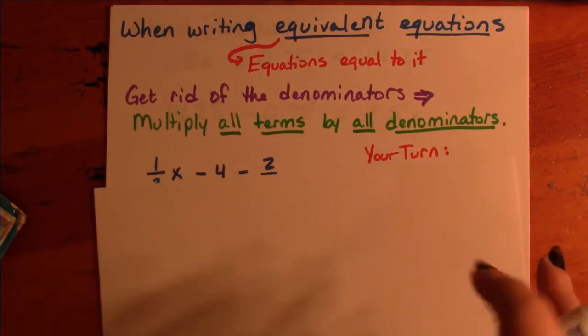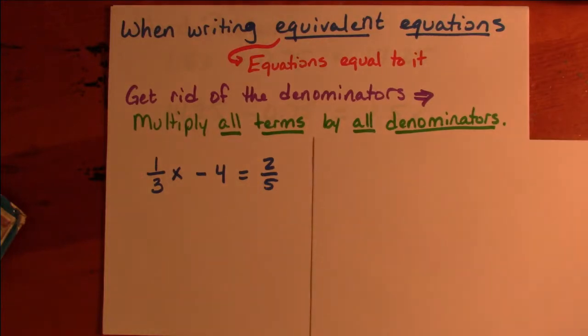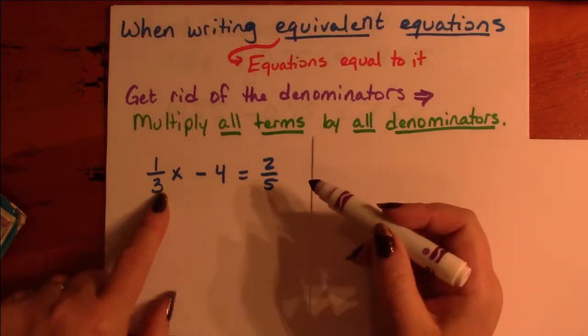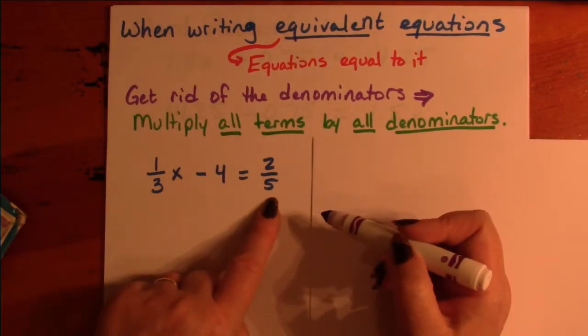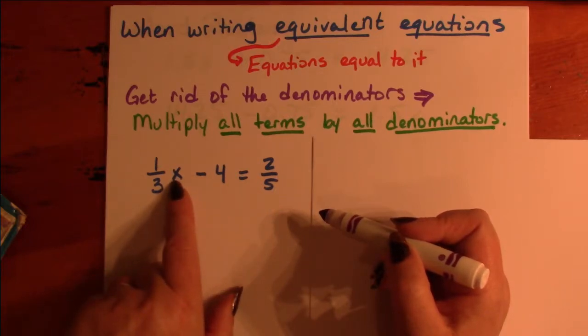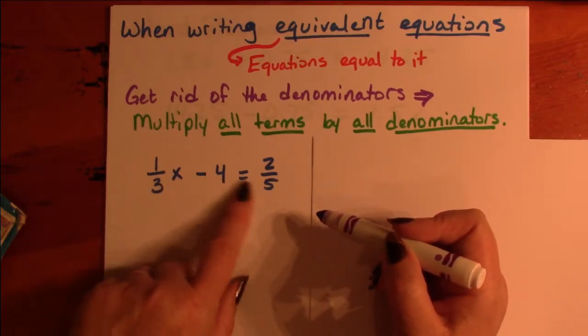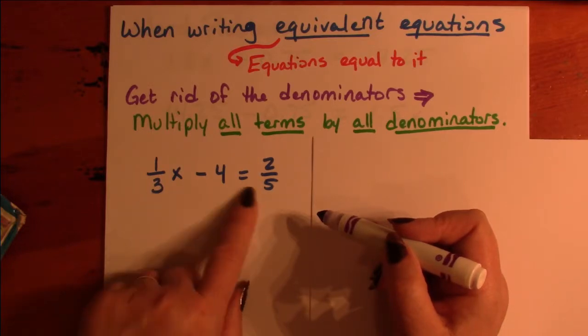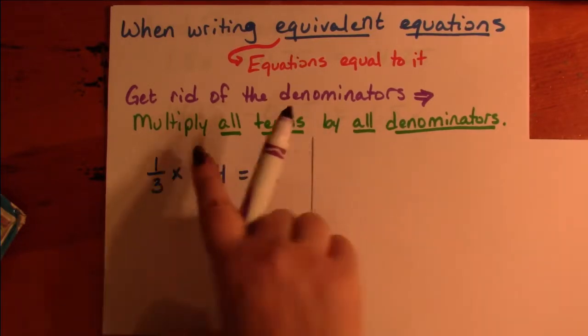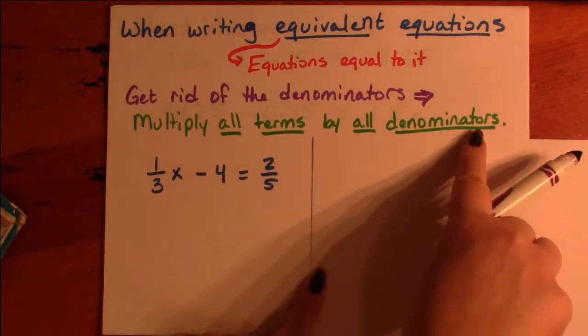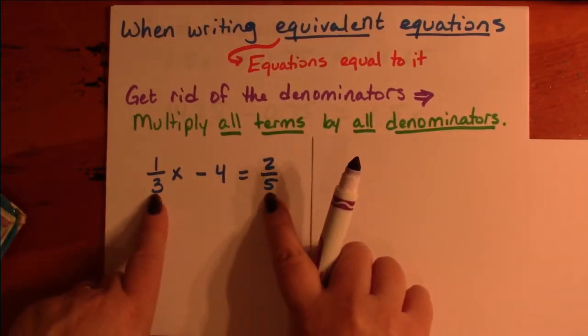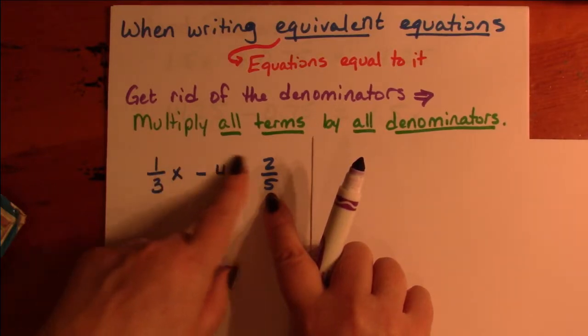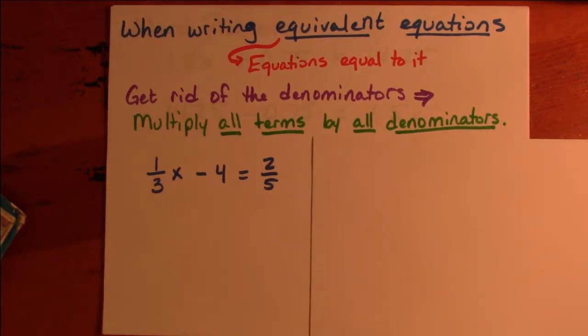So, let me give you an example. Here we have 1/3 x minus 4 equals 2/5, and we have to solve for x. This is not an easy problem to work. The way to make it easier is to get rid of all the denominators. So we're going to multiply all the terms by all the denominators. Well, all the denominators is 3 and 5. So 3 times 5 is 15. We're going to multiply everything by 15.